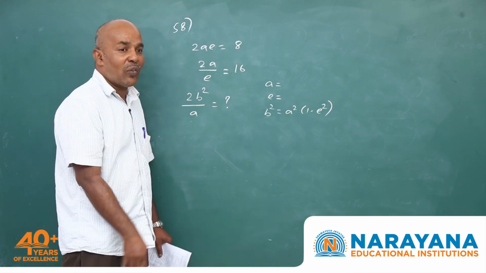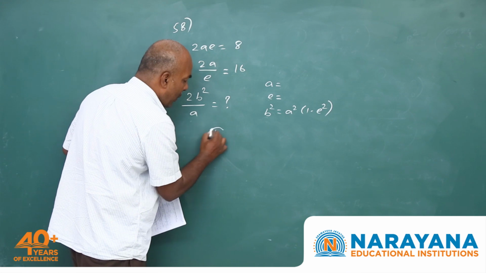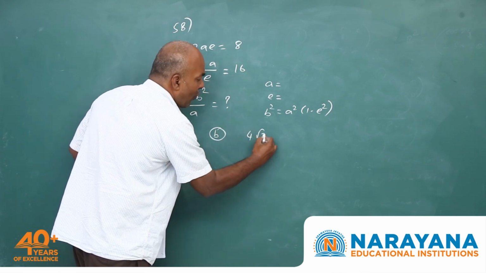So the correct answer for the question is option B, that is, the length of the latus rectum is 4 root 2.